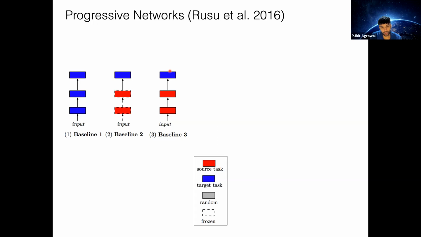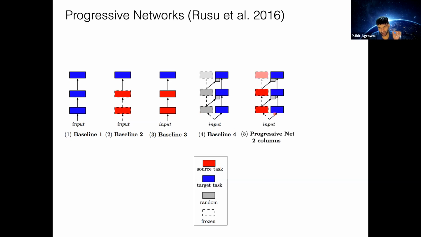Now you could do some more things. You could say, well, I'm going to skip this baseline because it is not as significant. But one other thing you can do is keep my source layers fixed, but create one more column in which I'm going to learn things which are relevant for the new task but were not represented in my first task, right?